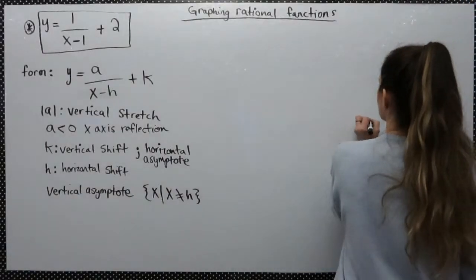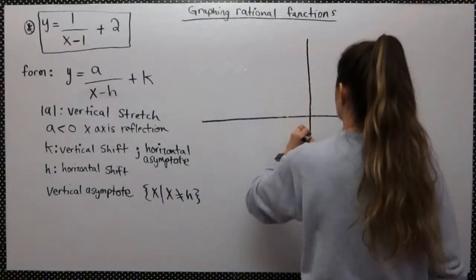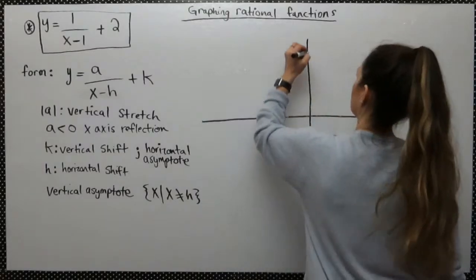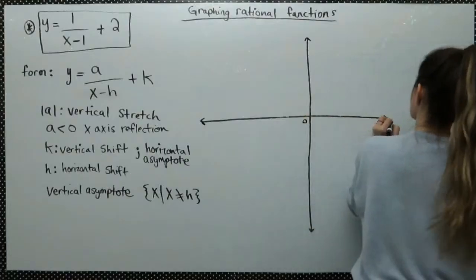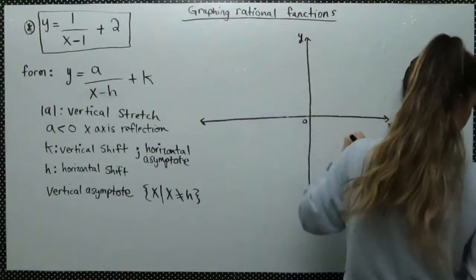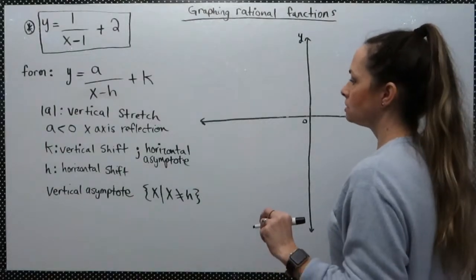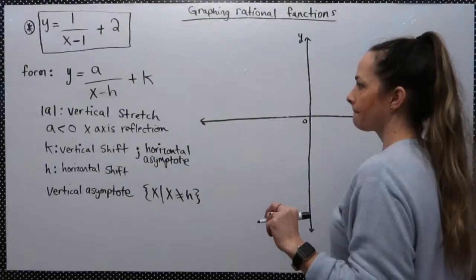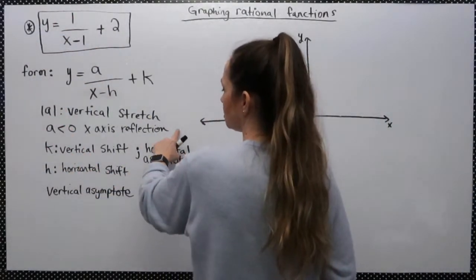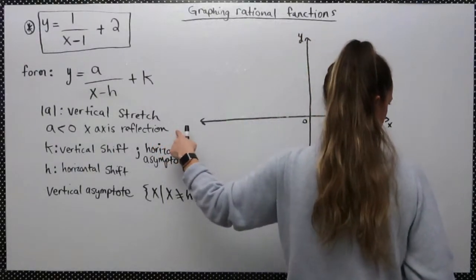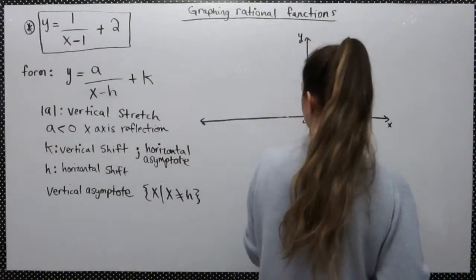Let's see. And we'll get a big clean graph. Sketch our Cartesian coordinate system here. X, Y. And so the first value we'll look at is a. There's no vertical stretch because it's just a 1. There's no x-axis reflection because it's positive. Here, let me get my table ready.